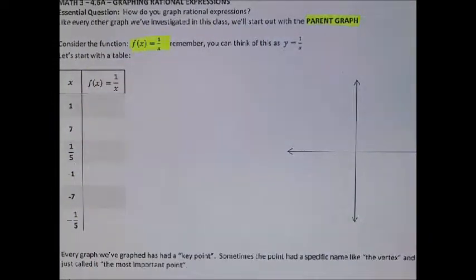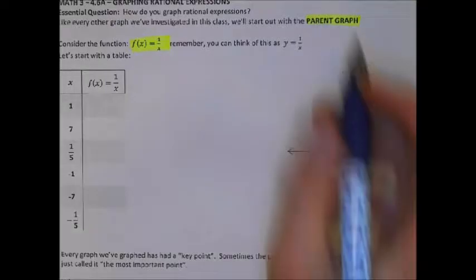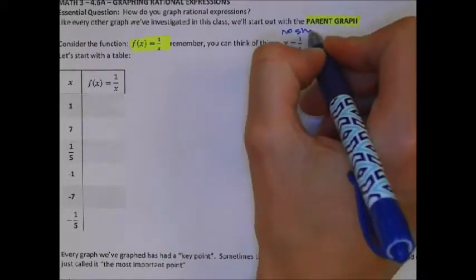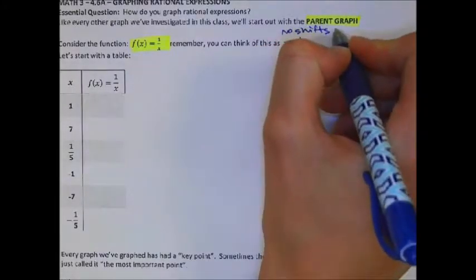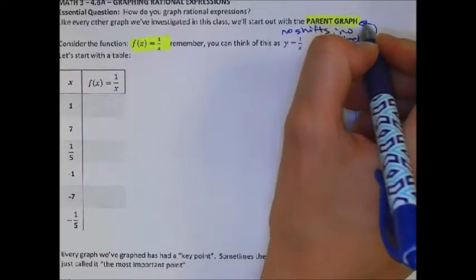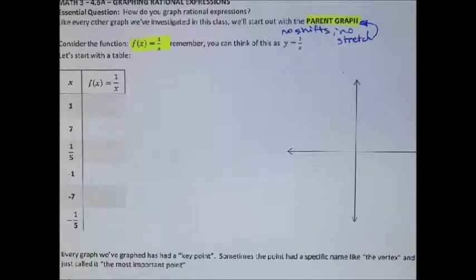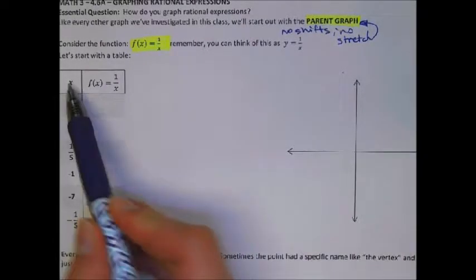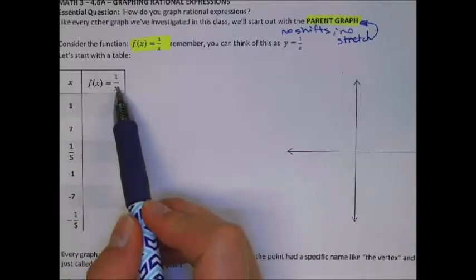Just to remind you, the parent graph is the graph without shifts, without a stretch. It's the most basic version of the graph. So no shifts, no stretch. That's the parent graph. Before we get started, we're going to start with a table. And here are our x values. We're going to plug them in and see what we get.